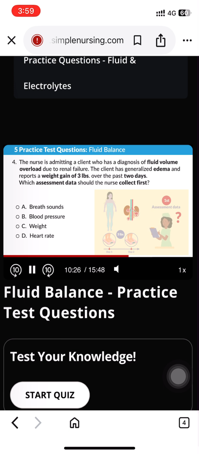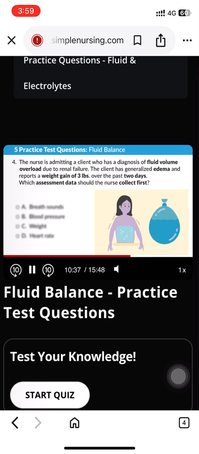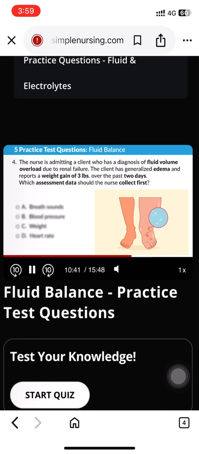Now let's break it down. So always, before looking at the options, let's focus on the key words here. So the first key word is fluid volume overload. Just think a big old fluid-filled body. So we expect the client to have edema, that waterbed skin, from that excess fluid.